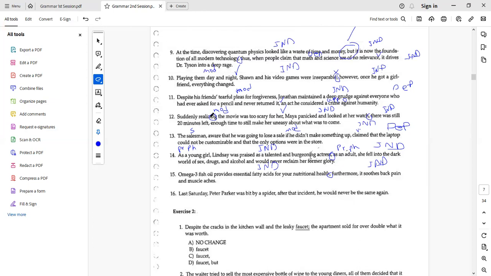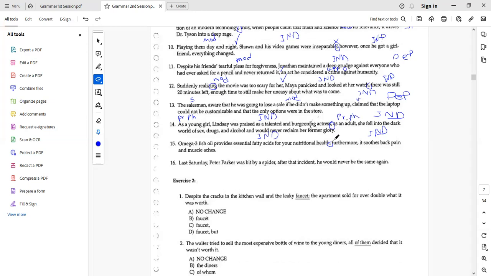Number 12. Okay, number 12, this is a modifier. Then a comma is right. Then the independent. Then another independent. So you have to put here comma fanboys or semicolon or full stop. So the mistake is here. Number 16, you told me the mistake is here. Okay, let's find. Last Saturday is an adverb. Peter Parker was bit by a spider. The Spider-Man. Independent. After the incident, this is a prepositional phrase. Then two independent clauses come after each other. We put between them semicolon or comma fanboys or full stop.